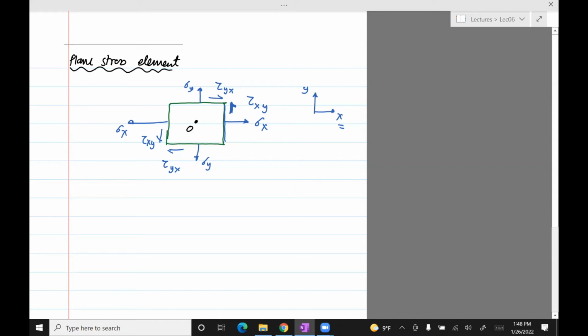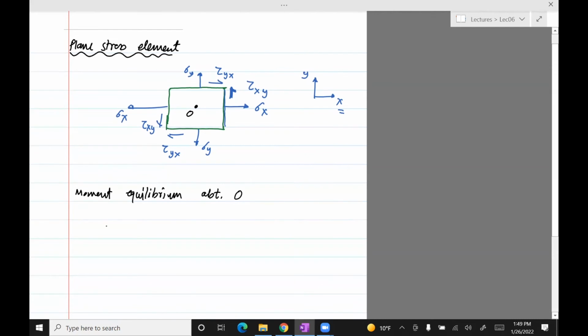Now there is this thing which is if you do moment equilibrium about O, that is you take moments about O. So when you take moments about O, you can show that tau xy equals tau yx. I mean, you can just observe that, right?